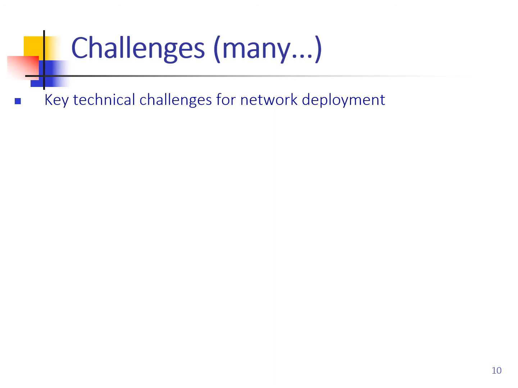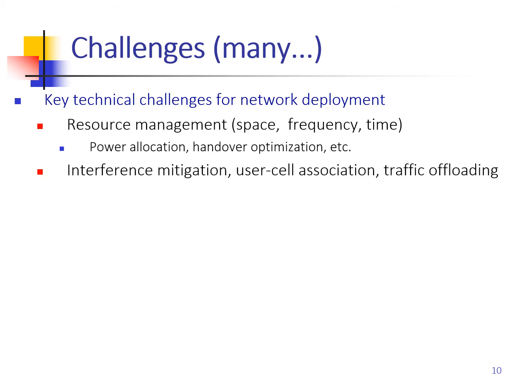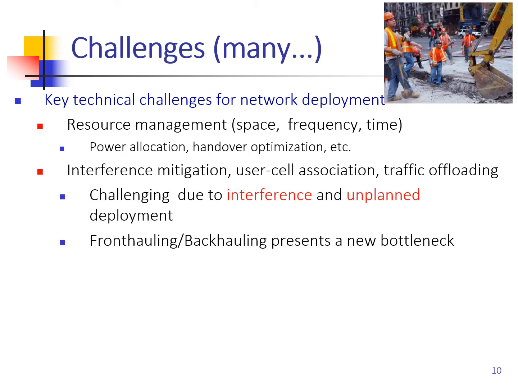So now, in terms of challenges, there are many challenges here, just to mention a few. How do you optimize space, frequency, time, resources? So this could be, how do you optimize your power allocation? How do you carry out your handover optimization? How do you mitigate interference, user cell association, traffic offloading, and so on and so forth? These are kind of old problems, but still very relevant nowadays, because the networks are becoming very, very complex, which makes the problem even more difficult to solve.